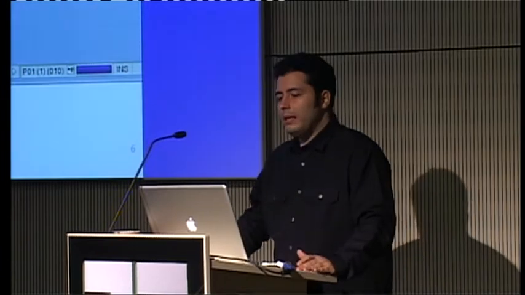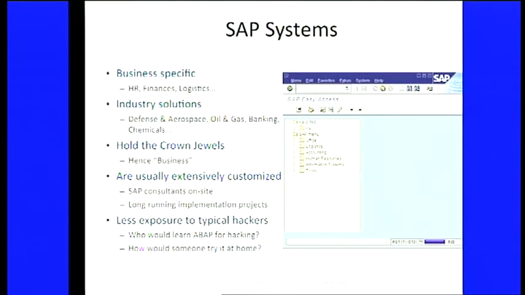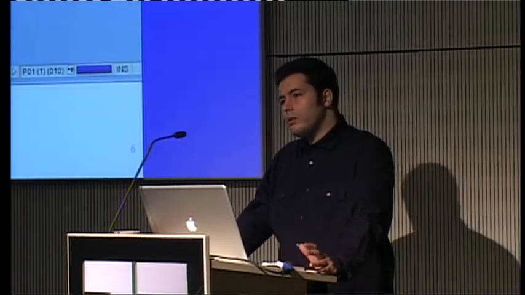So now coming to the SAP systems. These systems are business specific. When we're talking about big logistics systems, HR, finance systems, accounting, this is where the SAP systems are usually located. And SAP has industrial solutions, which means defense, aerospace, oil, gas, banking, even chemicals and other industries, there are specific SAP solutions for it. So the target area is pretty interesting for many people, in my opinion. And these systems hold the crown jewels. That's why they are called the business systems.